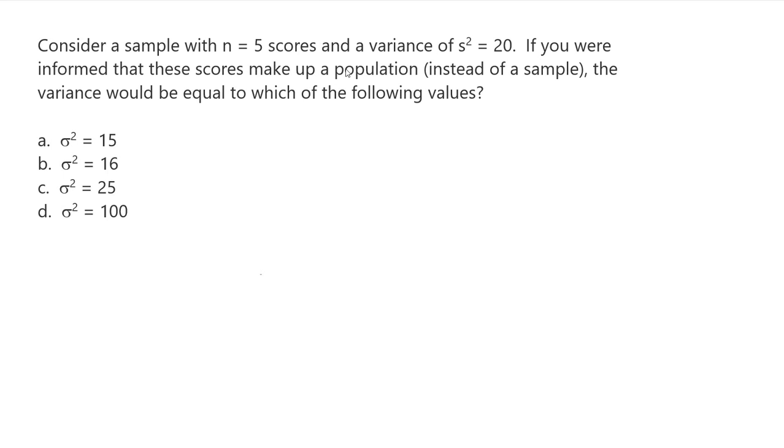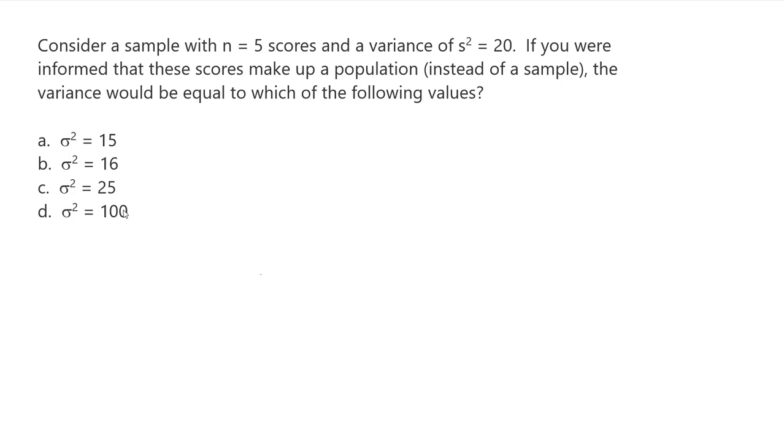Consider a sample with 5 scores and a variance of 20. If you were informed that these scores make up a population instead of a sample, the variance would be equal to which of the following values? Will it be 15, 16, 25, or 100?